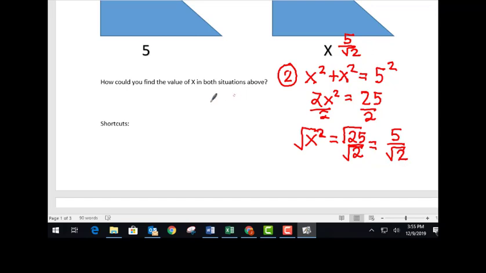Okay, so now we know a couple basic things, so I can give our shortcut. So in scenario 1, what do we do, multiply or add? If you're given the legs and we want to find the hypotenuse, I would multiply by the square root of 2.